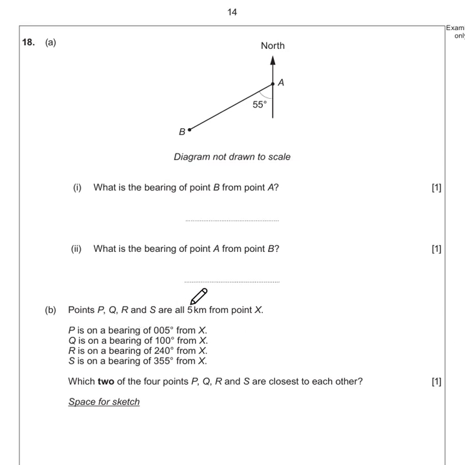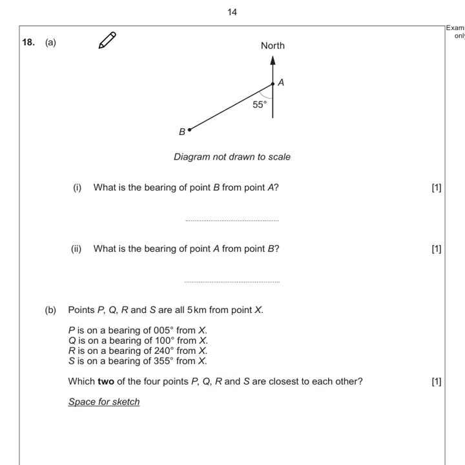Two more questions to go. Got question 18. Asks us, so we've got a diagram here. We've got a north arrow. This is point A, point B, and then we've got an angle here of 55 degrees. It's asking us what is the bearing of point B from point A.